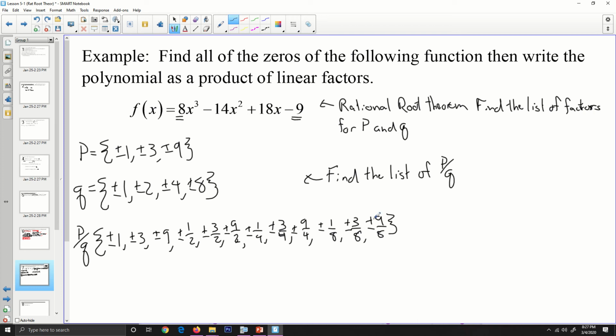9, 10, 11, 12, plus or minus times will make me times 2. So I've got 24 different possible zeros. Since the degree of this polynomial is 3, there can only be 3 zeros total. Excuse me. And this thing only gives me the rational zeros, the possible rational zeros. That's what this list is.